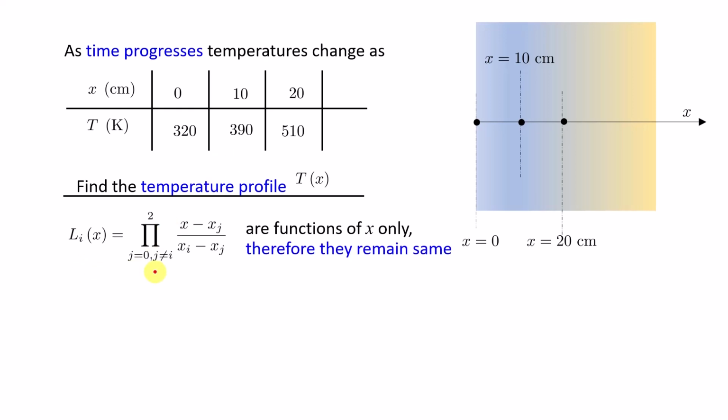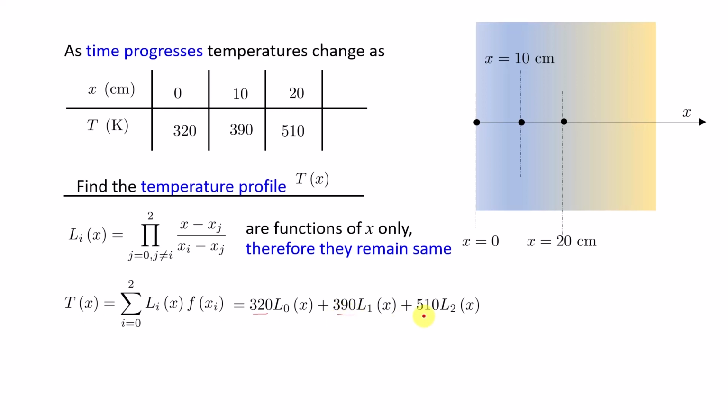these L's are functions of x only. So as long as my locations x remain the same, the change in temperature doesn't require a new calculation of L. Whatever L0, L1 and L2 we have calculated, we used only x, and we will keep that here also. So my T(x) will be this sum of Li(x) f(xi), and the temperature has changed, so I have 320, 390, 510, but this L0, L1 and L2 are the same as before.